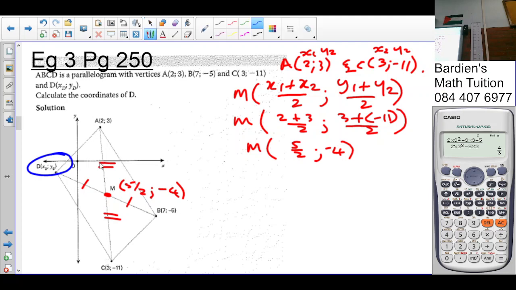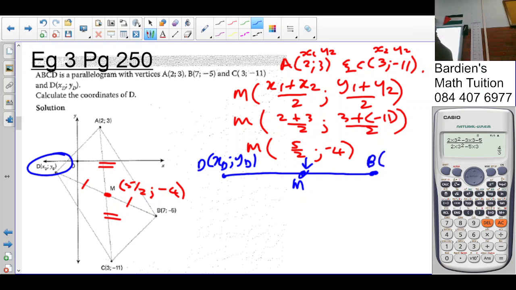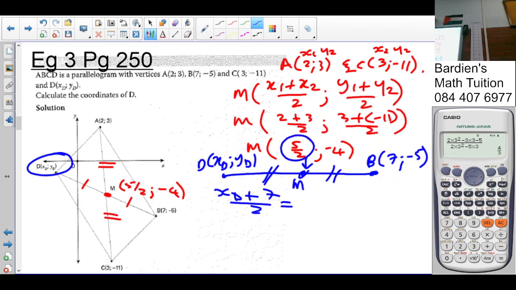Okay, so we got D. I'm going to draw it here. D is the end point, so it's XD, YD. M is of course the midpoint, which is that point there. And we have B, which is 7 and negative 5. You all agree with that? And those lengths are equal. So we say XD plus 7 over 2 is equal to the x midpoint, 5 over 2. And then YD plus negative 5 over 2 is equal to negative 4.